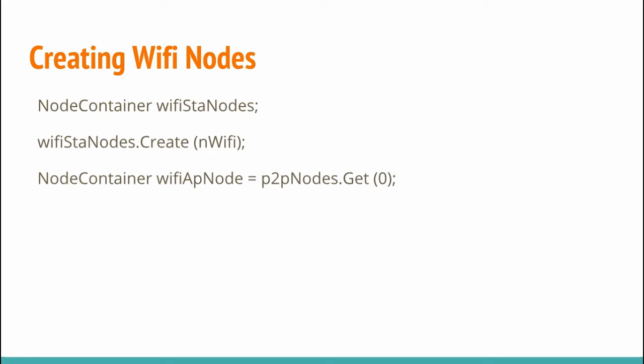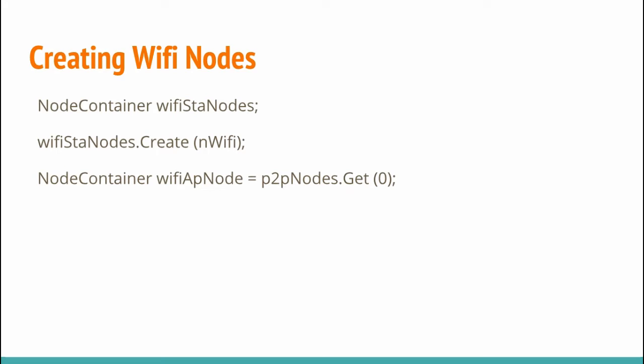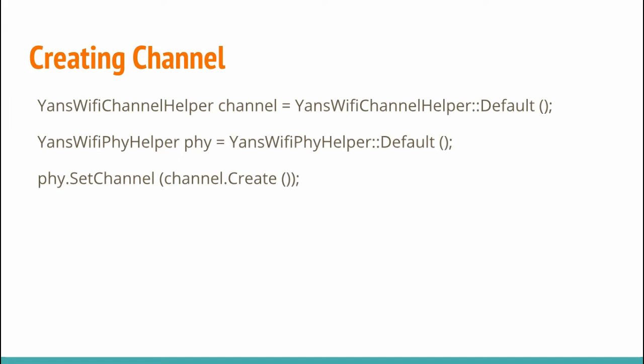The next part is creating the Wi-Fi nodes, and it is done using the node container class as well. It creates the Wi-Fi nodes, and the number of Wi-Fi nodes is declared previously in the defining variables section. After creating the nodes, we just need to create the channel that is useful for transferring the data, the mode where the data has to be transferred or received.